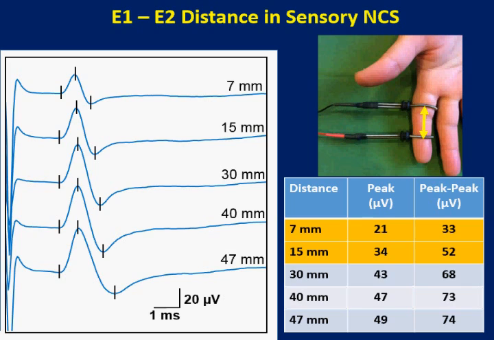The recommended distance between the E1 and E2 electrodes is 4 centimeters. This is obtained from the following arguments.